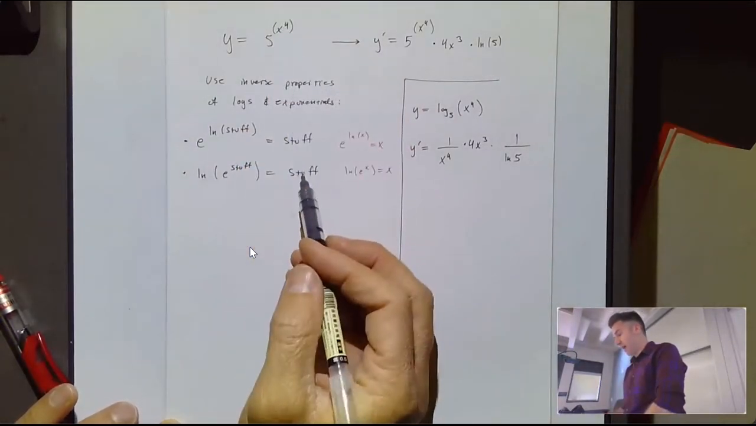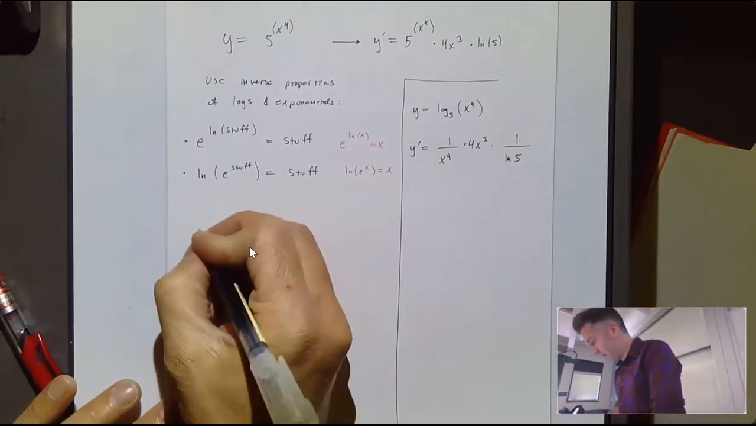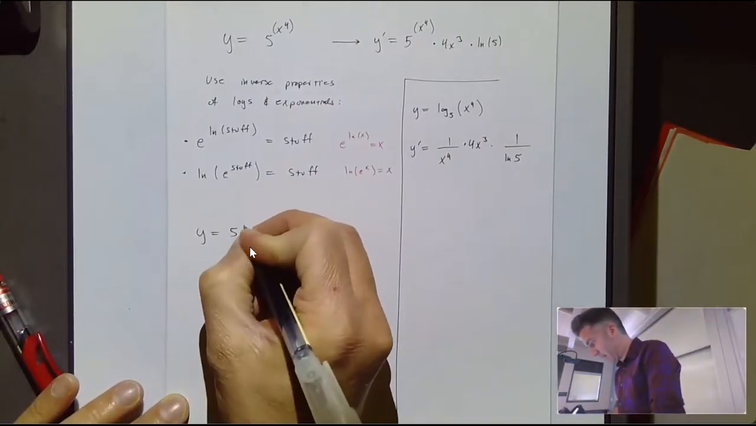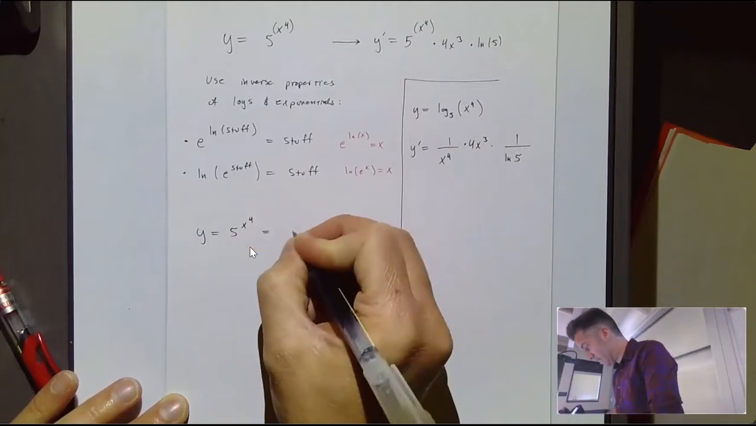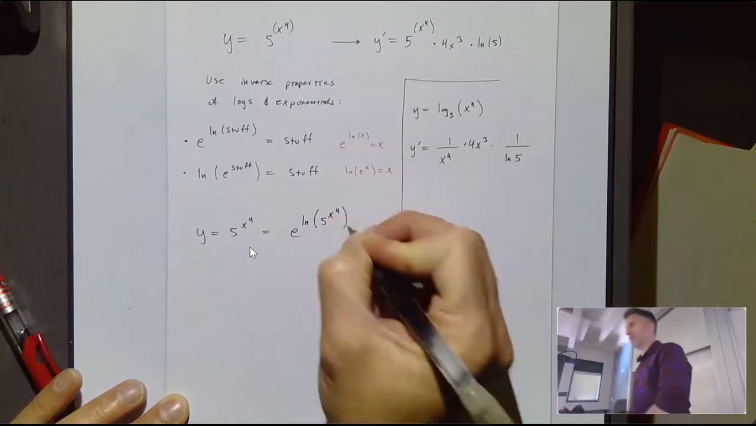So what we're going to do is rewrite our stuff, 5 to the x to the 4th, as e to the natural log of that stuff. So I'm going to rewrite 5 to the x to the 4th as e to the natural log of 5 to the x to the 4th.